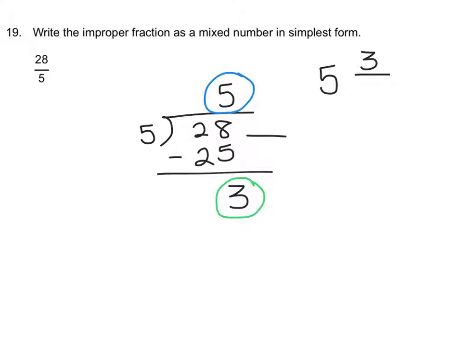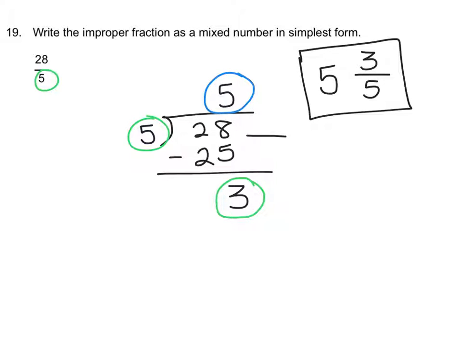And then your divisor, which is the original denominator, is going to be the denominator of your fraction in your mixed number. So the answer is 5 3/5.